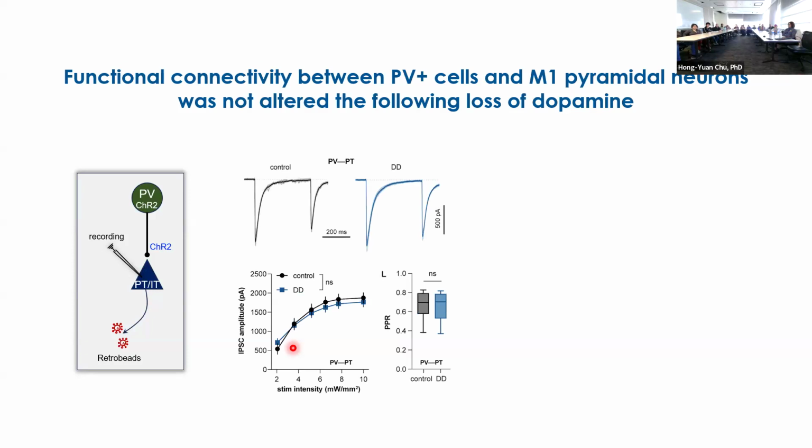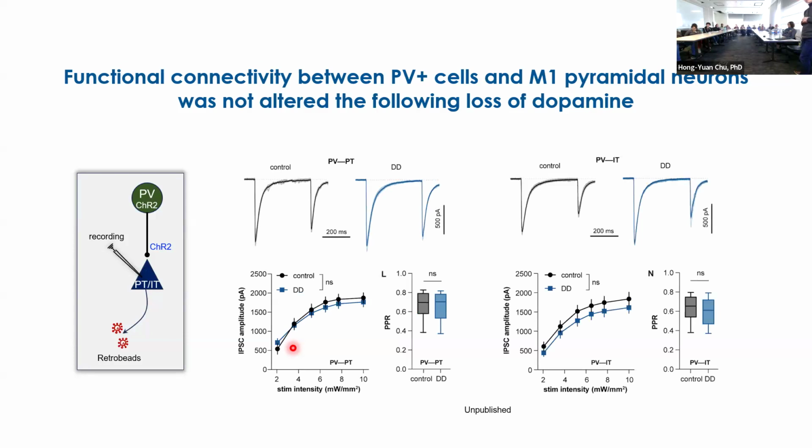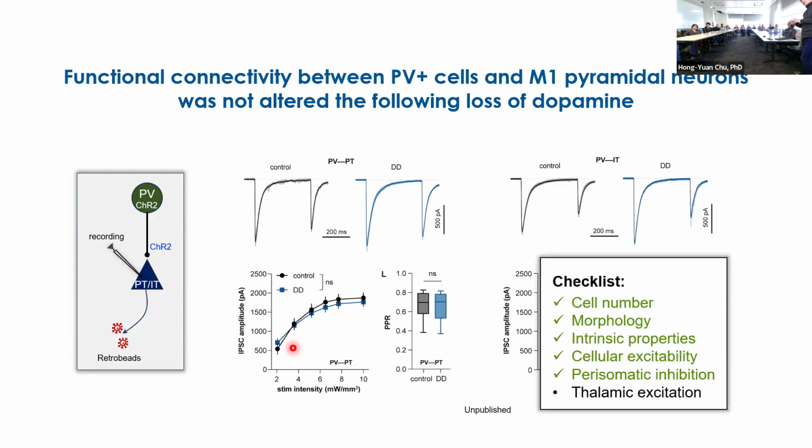Again, we did not see a change in the amplitude of GABA IPSCs from control or dopamine-depleted animal PT cells, or for the IT group as well. So the conclusion would be that there is no change in the perisomatic inhibition of cortical pyramidal cells after loss of dopamine. It may be a little disappointing so far, but the last step is thalamic excitation to PV cells.